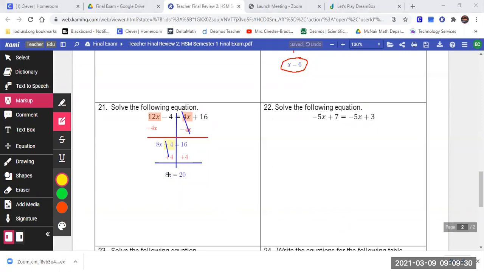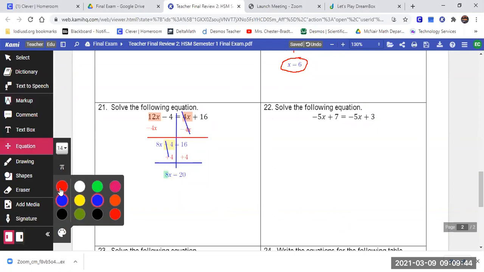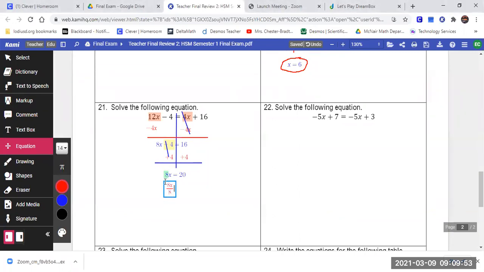We need to big 1 this 8 out of here, exactly. Let me back up for a second. How do we big 1 that 8 out of there? Divide 8 on both sides, exactly. So this says 8x divided by 8 has to equal 20 divided by 8, right?